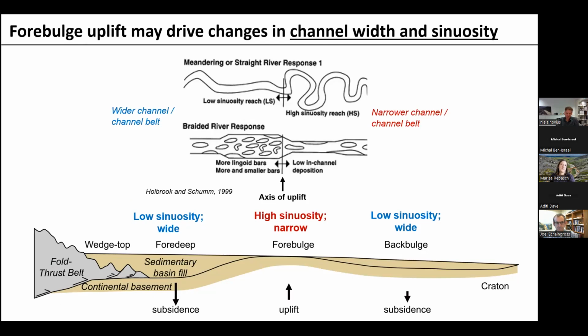So in addition to changes in channel slope, a river might also respond by changing its width and its sinuosity. Again, in this conceptual figure from Holbrook and Shum in 1999, they gave some examples of what we might expect for a river crossing the axis of uplift in terms of its channel planform. Upstream of this axis of uplift, we see a wide channel belt. You might have a braided river. And then as you cross that axis of uplift, the river is forced to narrow its channel and actually becomes highly sinuous as a result of that uplift.